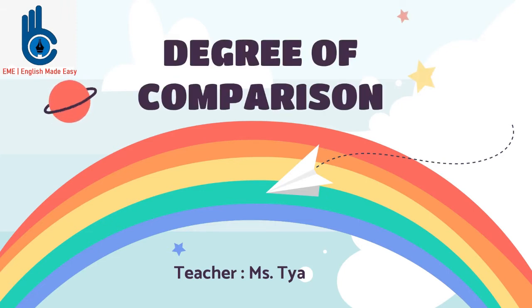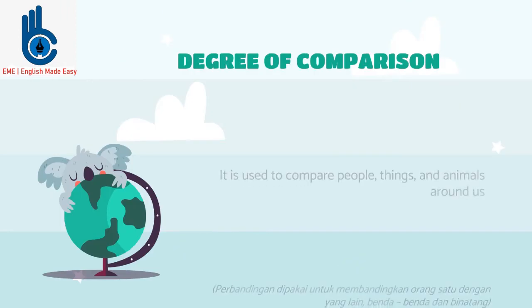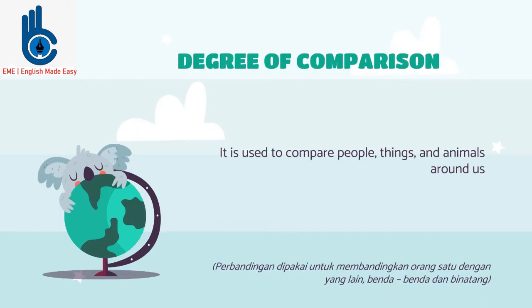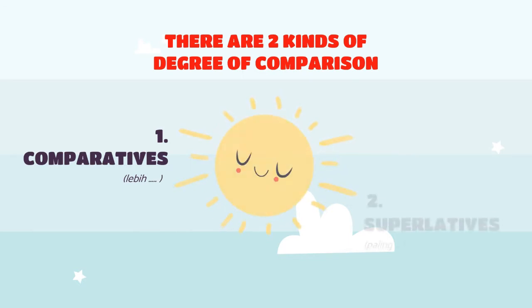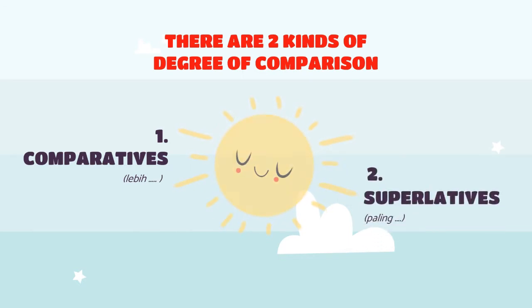In this video, we are going to learn degree of comparison. Degree of comparison is used to compare people, things, and animals around us. There are two kinds of degree of comparison. The first it is comparatives. In bahasa, it means lebih baik, lebih tinggi, dan sebagainya. And the second, it is superlatives. In bahasa, it means paling tinggi, paling baik, paling cantik, dan sebagainya.